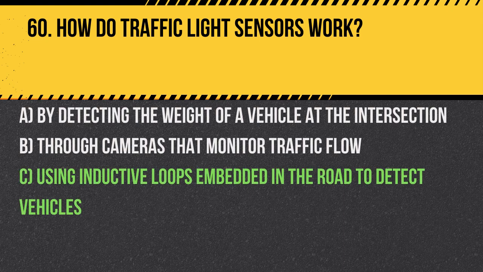Answer: C. Using inductive loops embedded in the road to detect vehicles. These sensors trigger traffic lights to change based on the presence of vehicles, optimizing traffic flow.